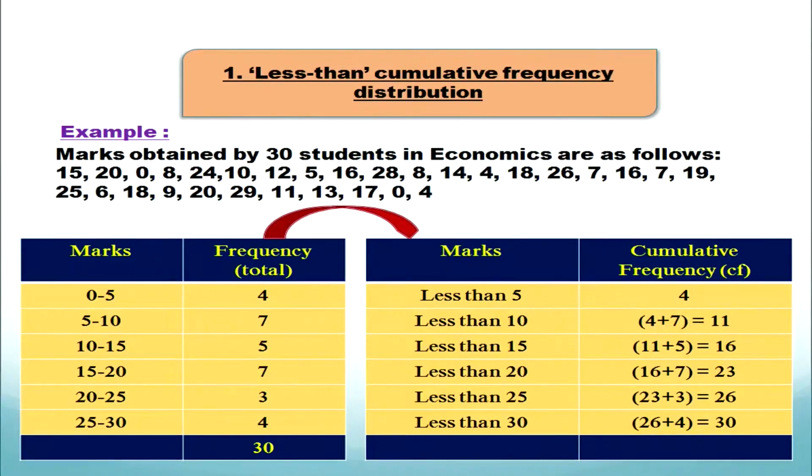The next frequency is 5, 11 plus 5 comes to 16. The next frequency is 7. So, 16 plus 7 comes to 23. The next frequency is 3, 23 plus 3 is equal to 26. The next frequency of the last class is 4, 26 plus 4 is equal to 30.